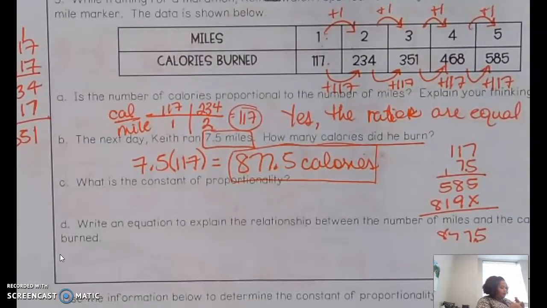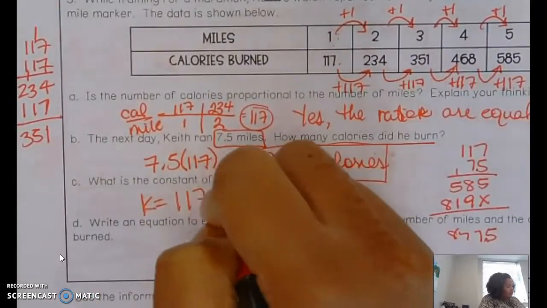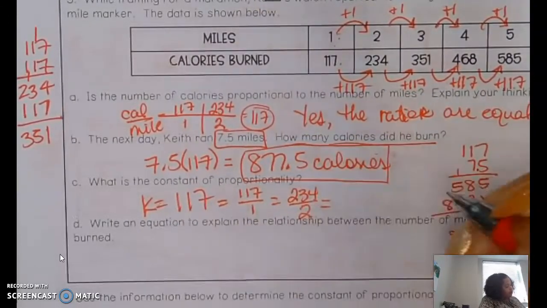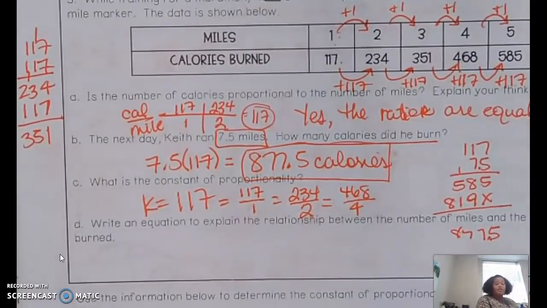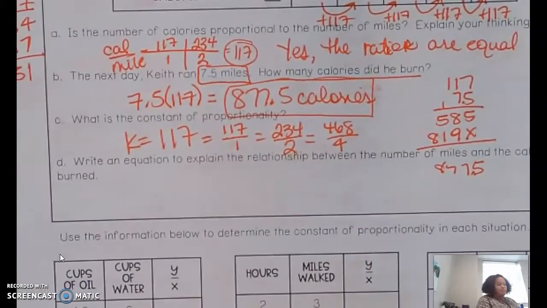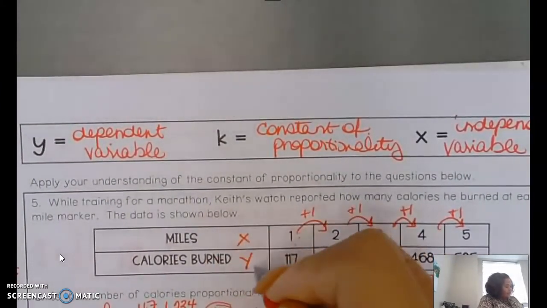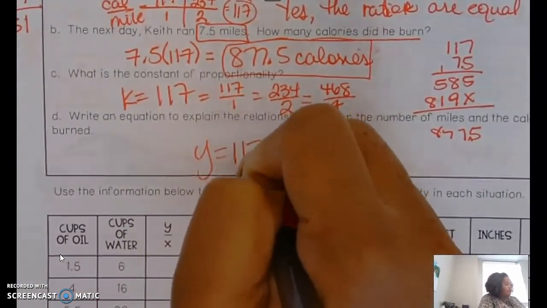For letter C, what is the constant of proportionality? What am I multiplying my miles by to get my calories? 117. Okay, equals 117, which equals 117 divided by 1, or 234 divided by 2, or 468 divided by 4. Okay? Write an equation to explain the relationship between the number of miles and calories burned. So this is my x and this is my y. I am multiplying x by 117 to get y. So my equation is y equals 117x.